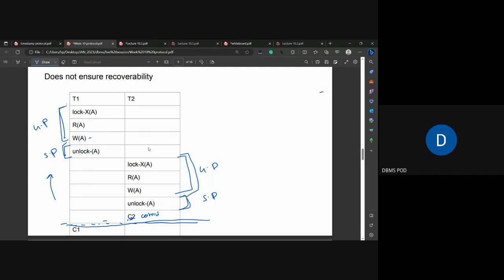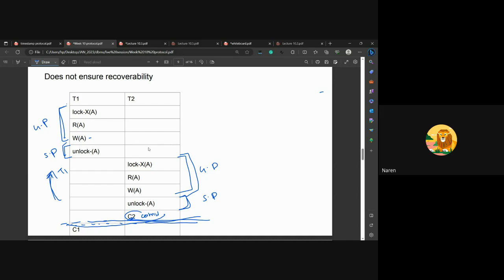Suppose C2 means commit. Suppose the transaction failed at this point. Can we recover or not? We can roll back the T1 transaction, but we cannot roll back the T2 transaction because the commit already happened at this point. So in the two-phase locking protocol, we cannot ensure recoverability. Is it clear for everyone?